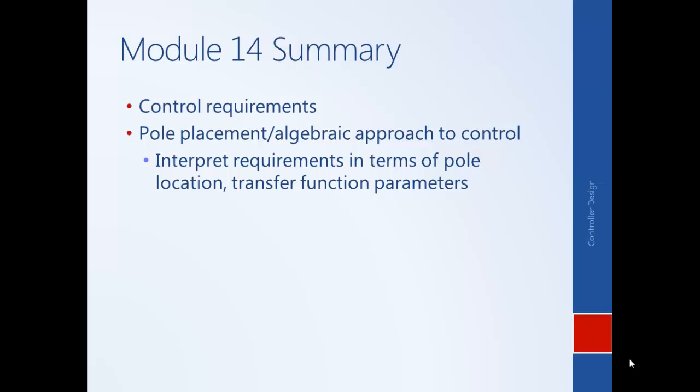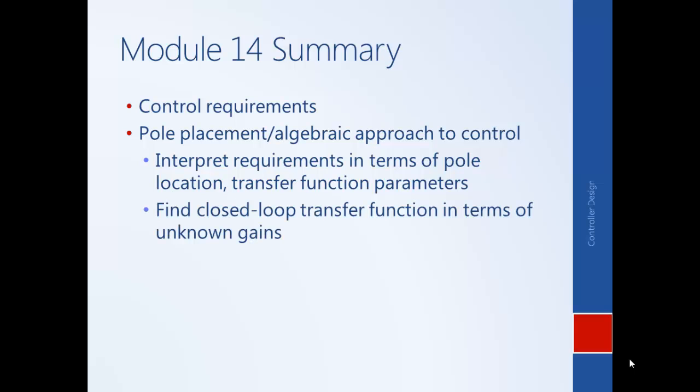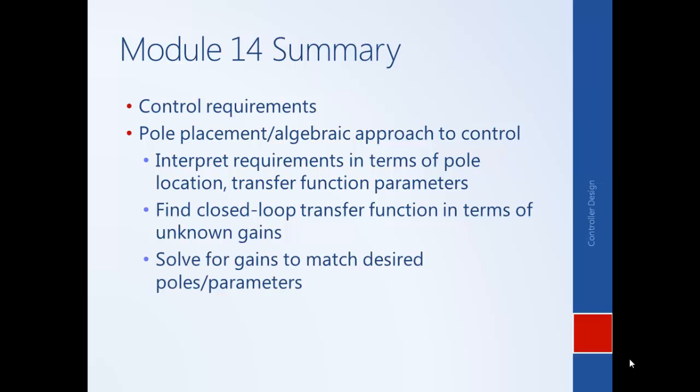So we have some specification in terms of speed, whether that be peak time or settle time, or we have some requirement on overshoot. And so we take those requirements and we translate them into pole locations, or more generally parameters related to pole location, like sigma, like omega d, etc. We then find the closed loop transfer function so that we can see how the gains affect the transfer function, how the gains affect the closed loop poles. And we solve for the gains to match the desired pole parameters.